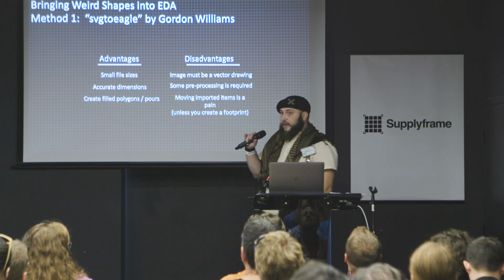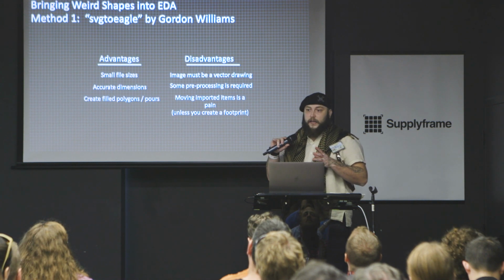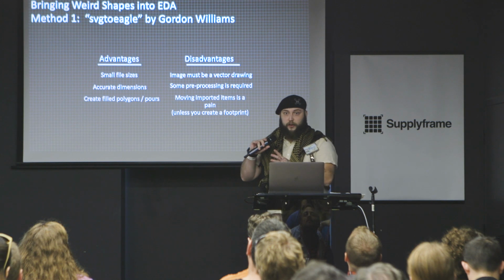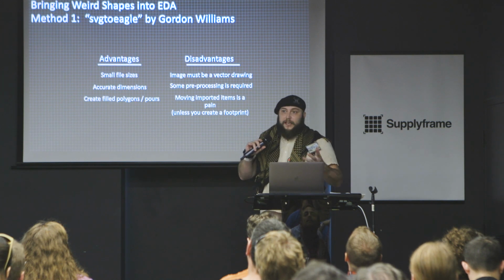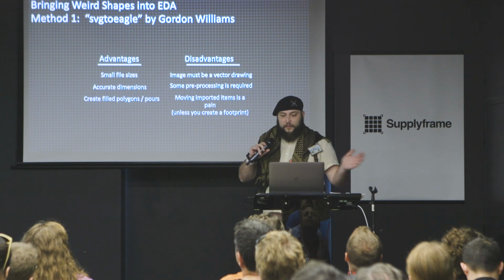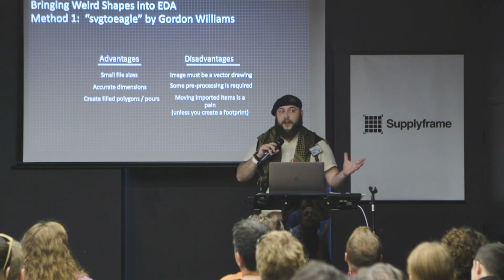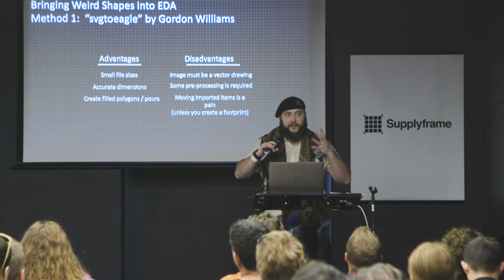Also, creating filled polygons and pores. So especially in your copper layer, where Eagle is going to treat any polygon like a pour, like a ground pour, you want Eagle to recognize it as a polygon and not just as a big bitmap, a bunch of straight lines or something, because then it will respect your design rules with respect to things like thermals and isolations.